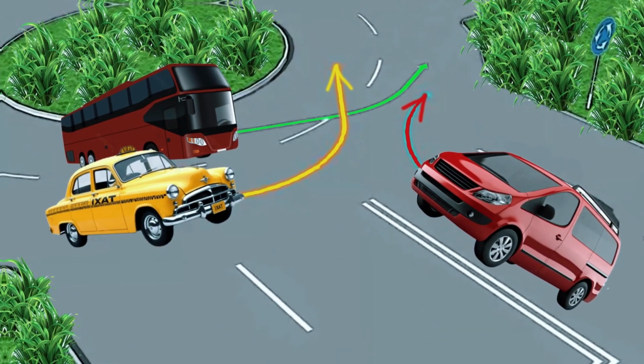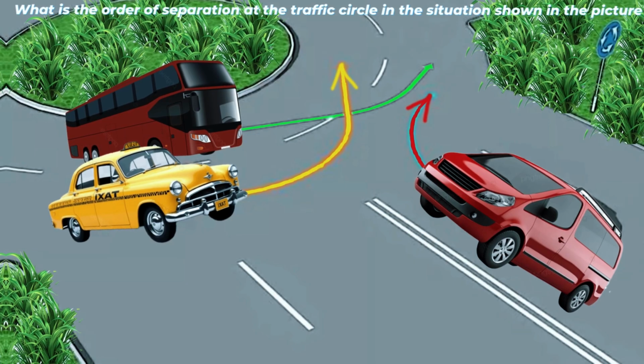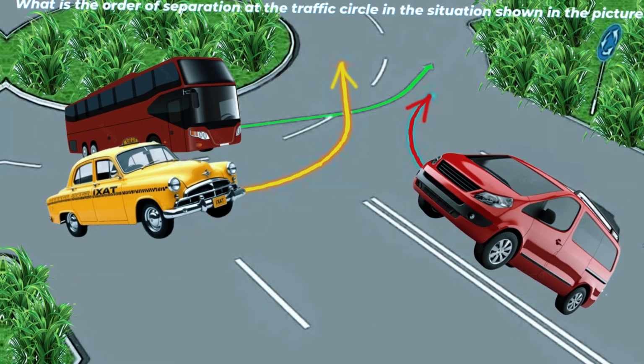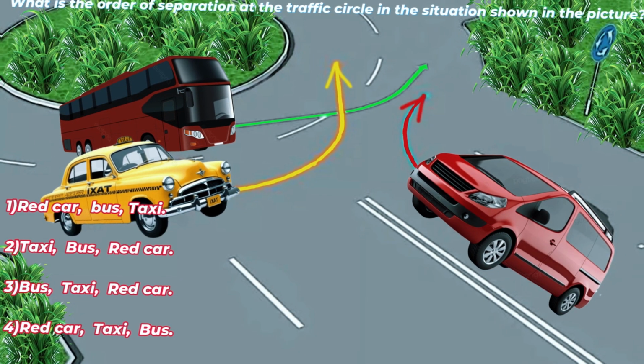Traffic test. 90% of drivers cannot solve this problem correctly. What is the order of separation at the traffic circle in the situation shown in the picture? Answer options. 1. Red car, bus, taxi.